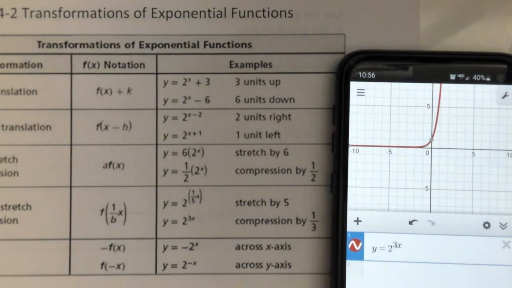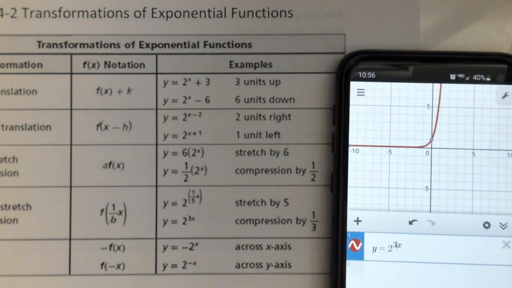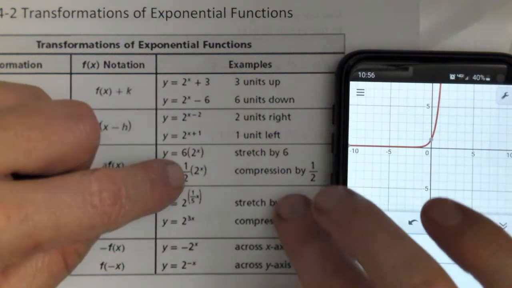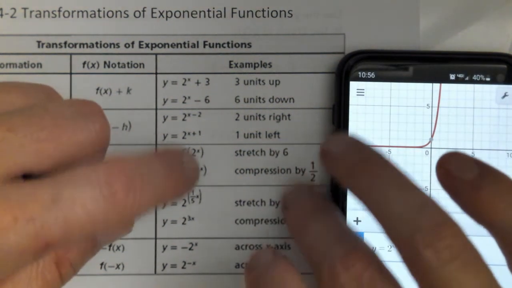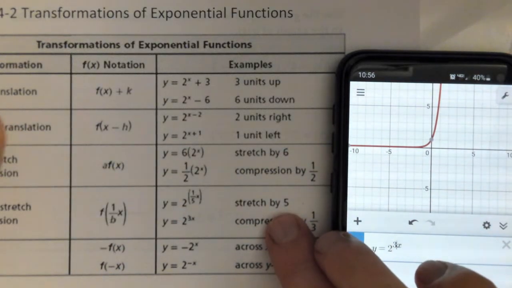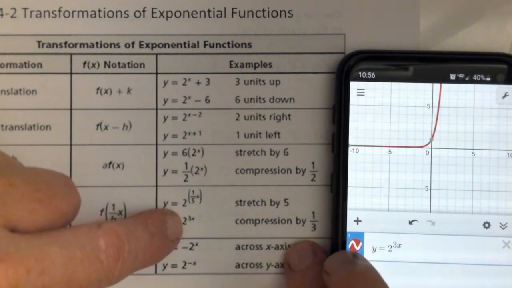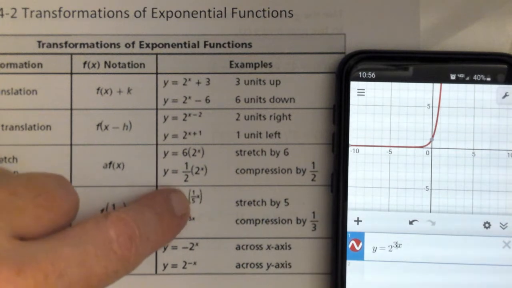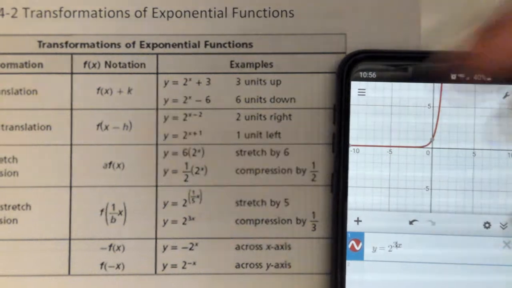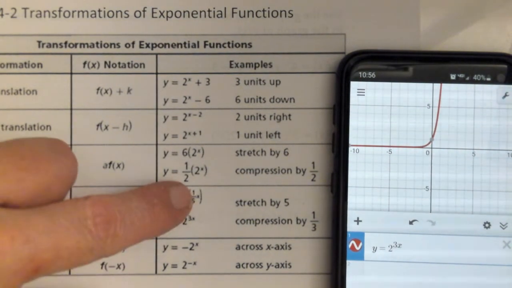Alright. The important thing to remember here is that with a vertical stretch, it's stretched or compressed by whatever factor you are multiplying by. However, when you get to a horizontal stretch or compression, it's stretched by the reciprocal of the value that you're multiplying by. Because here we multiplied by 1/5, and it was stretched by a factor of 5. It's stretched 5 times. So don't forget, with horizontal compression or stretch, you need the reciprocal.